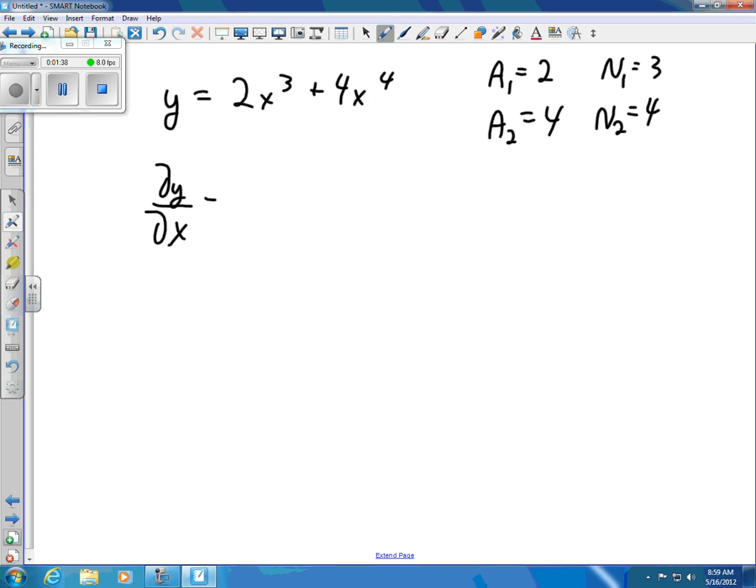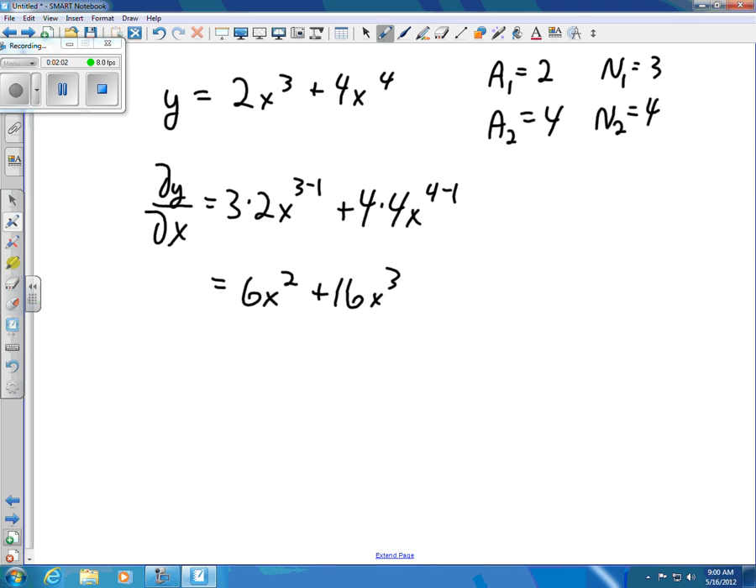dx equals, you take the 3 down, 3 times 2x to the 3 minus 1. Take the plus sign down, 4 times 4x to the 4 minus 1. And that simplifies to 6x squared plus 16x cubed. And that's your slope. Every value of x you get, you wind up with a different trade-off with y.